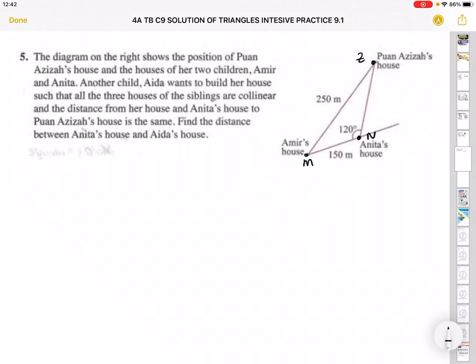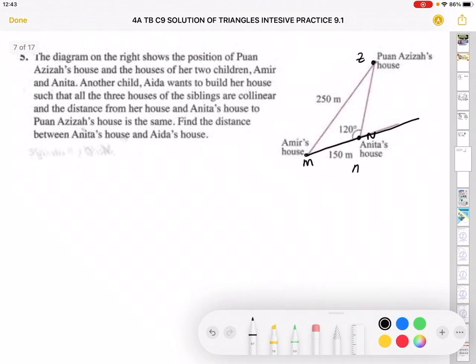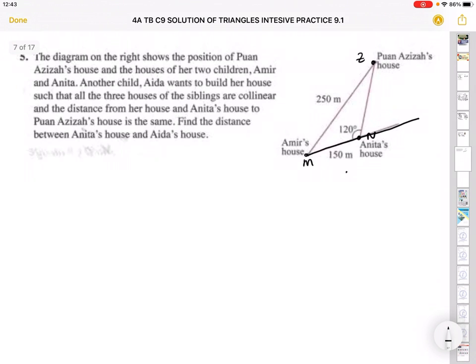They say that another child, Ida, wants to build her house such that all three houses of the siblings are collinear. Collinear means what? They must be on the same line, right? And the distance of her house and Anita's house to Aziza's house is the same. So that means Ida to Aziza and Anita to Aziza must be the same.